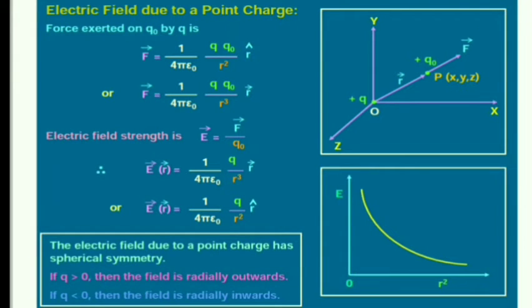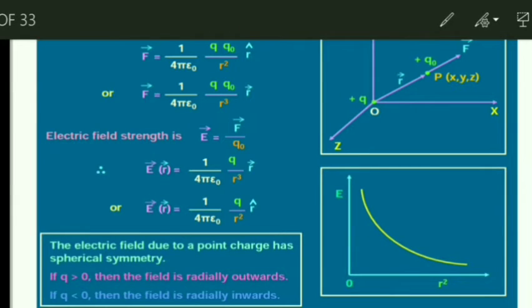Electric field due to a point charge. Now we will determine electric field. Now friends, we will consider a positive charge plus q at origin here, and we will consider a small positive test charge plus q naught at point P, which is at x, y, z. Let us suppose that the distance between these two charges is given by vector r.